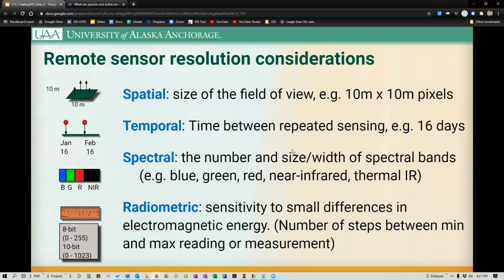So all of those are aspects of the resolution of your data. So resolution just means essentially how much detail you can pull out of the information that was collected, whether that's spatial detail, temporal detail, or detail in the variation, which is usually expressed in color.